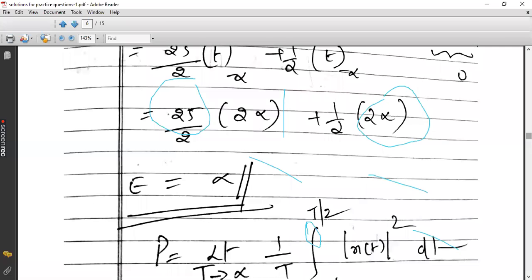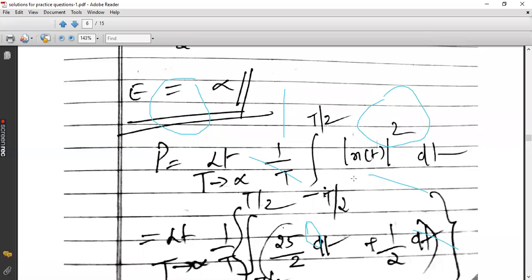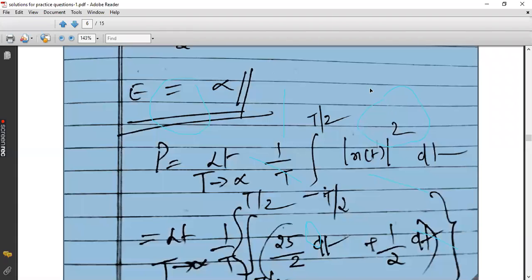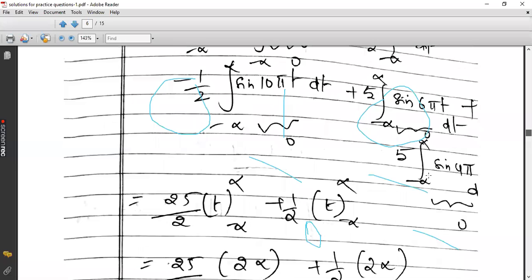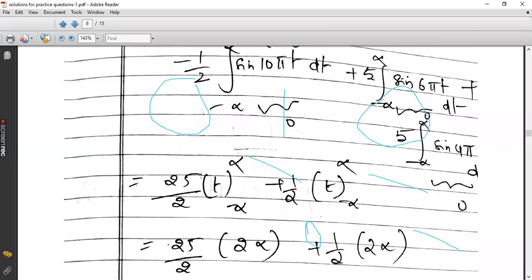But it is not coming like that here. See the limit: it is not from minus infinity to infinity, it is from minus T by 2 to plus T by 2. Is that clear for you, Sayan? Yes, sir. Okay. So you need to take the first term and that intermediate term, that is the constants: one is 25 by 2, the other one is 1 by 2. These two you need to take, and the limit over this time T will be from minus T by 2 to plus T by 2, rather than from minus infinity to plus infinity.